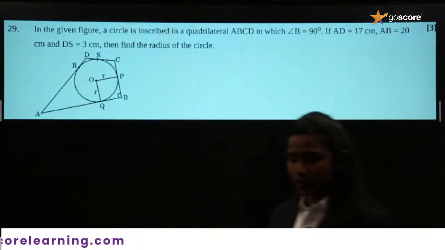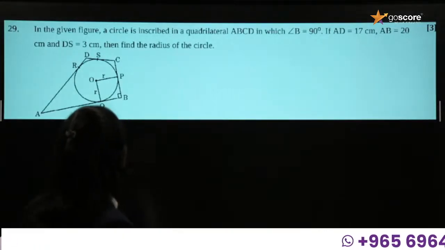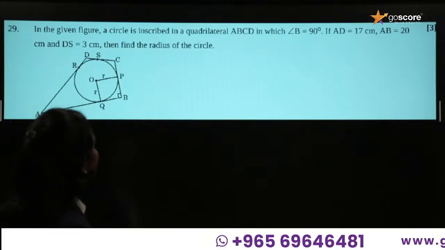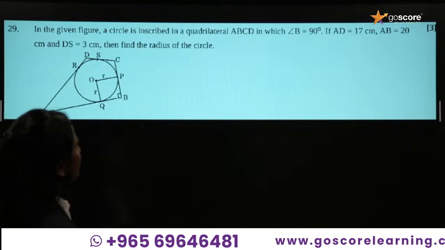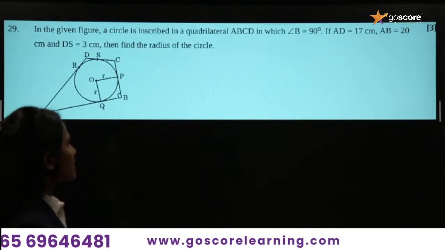Yeah, it's a question from circles. Now, in the given figure, a circle is inscribed in a quadrilateral ABCD in which angle B equals 90 degrees. If AD equals 17 centimeters, AB equals 20 centimeters and DS is 3 centimeters, then find the radius of the circle.